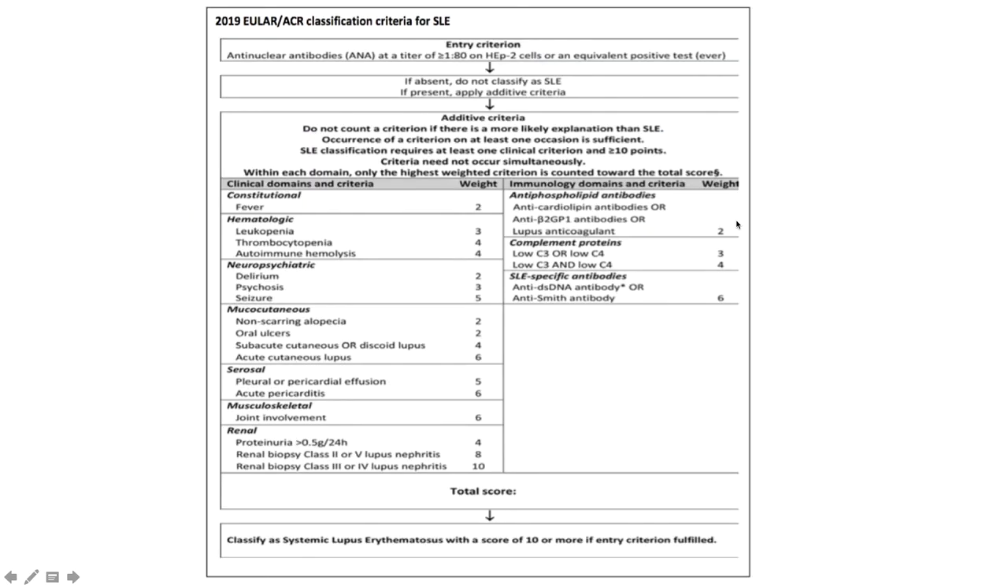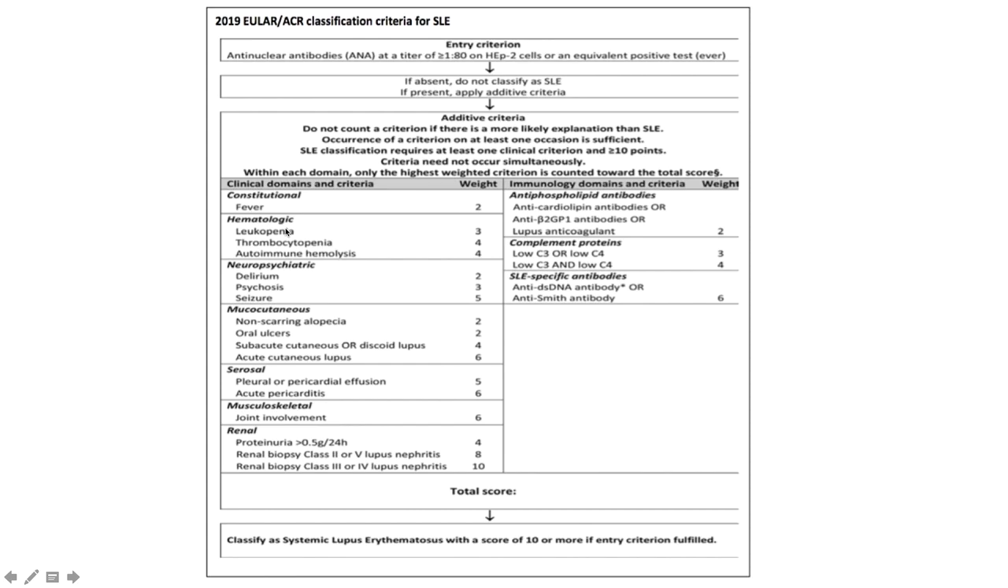Got it. Looking at the 2019 ACR/EULAR classification for SLE, which is also what conforms to the SLICC criteria, right? Systemic Lupus International Collaborating Clinics. So the entry criterion is antinuclear antibodies with titers of greater than 1:80 on HEp-2 cells or an equivalent positive test. If absent, we can't say this is SLE. If present, we have to apply the additive criteria. A cumulative score of 10 or more with at least one clinical criterion means, my friend, that you have SLE. So here we speak to immunological domains and the clinical domains.